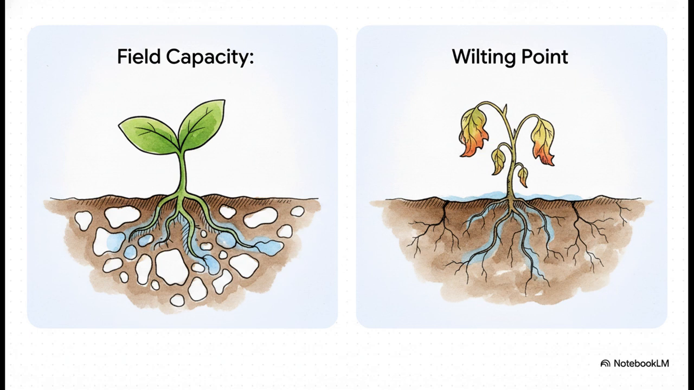Now, the two most critical constants you'll deal with out there are field capacity and the wilting point. Field capacity usually hits a couple of days after a good heavy soaking rain. The fast downward draining stops, the big macropores fill with air, but those tiny micropores are holding tight to the water and it's highly available to your plants.